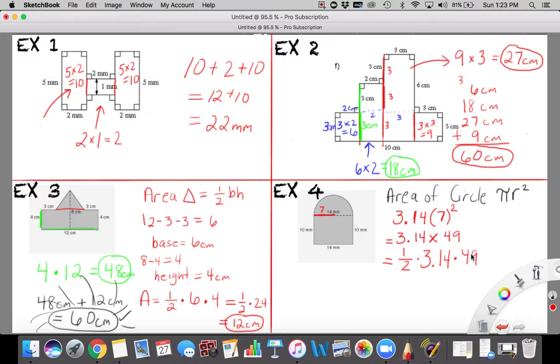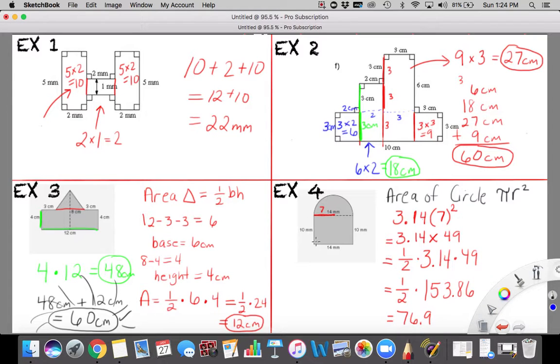That gives us 153.86. Okay, so this is 1/2 times 153.86. You can round it to 153.9, and half of that is 76.9. So 76.9 is the area of just the semicircle up top. All right, so then now we want to find the area of the rectangle, which is a lot simpler.